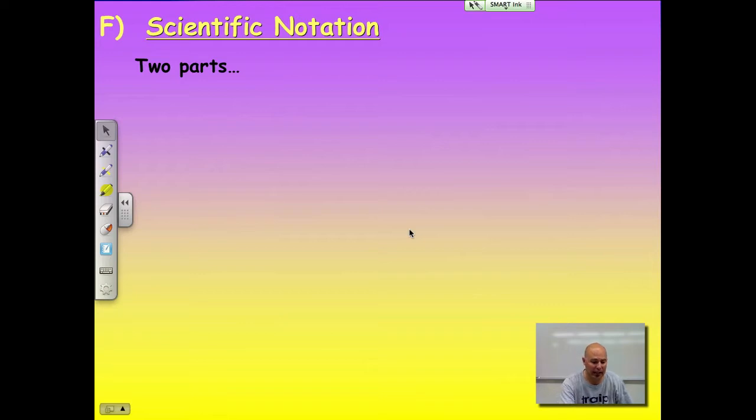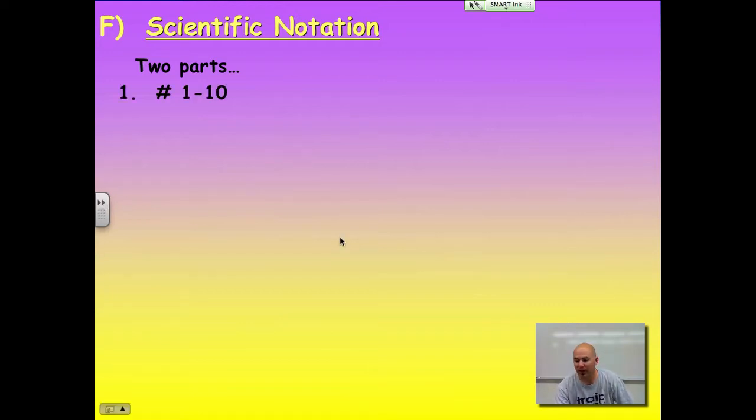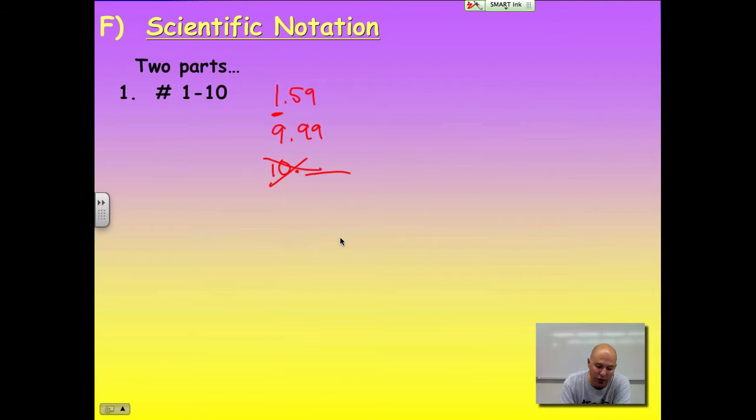The first part is our number between 1 and 10, and only between 1 and 10. You must have a number: 1.5, 9, whatever it might be. You've got to have a digit in front of the decimal. And it must end at 9.99. You cannot have 10 point something or any number larger than 10. So between 1 and 10 is our first part of our scientific notation description.